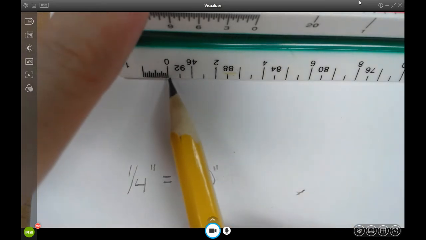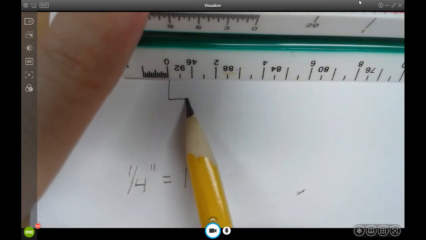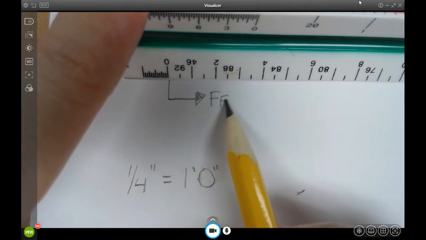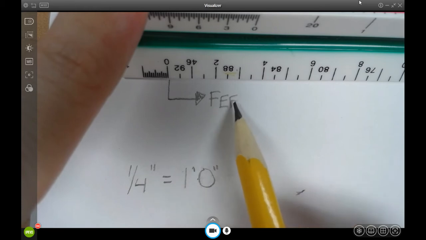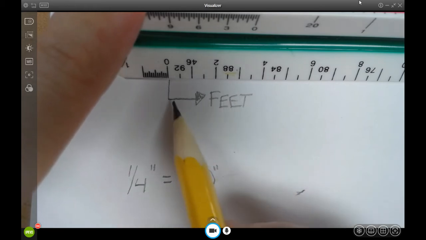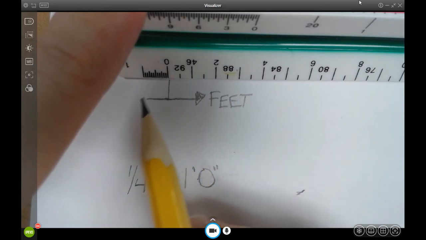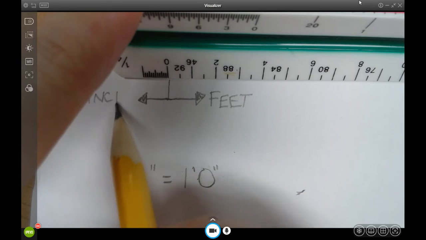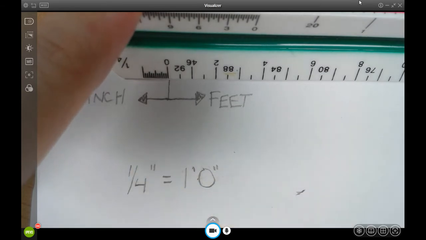So the lines on each side of the 0 represent something. All right, 0 and to the right of our 1/4 inch scale represents our feet. All right, and 0 to the left then represents our inches. Okay.